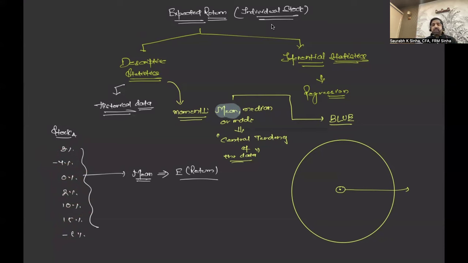Let's do the maths. 3 plus -4 is -1, plus 0 is -1, plus 2 is 1, plus 10 is 11, plus 15 is 26. 26 minus 8 would be 18. And 18 divided by 7 is 2 point something. The mean of this data, understand, is coming as what?